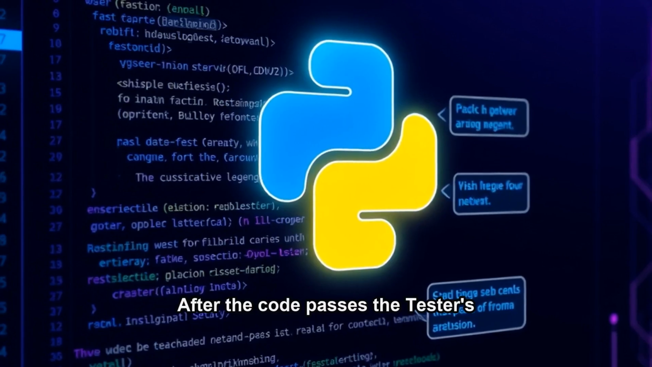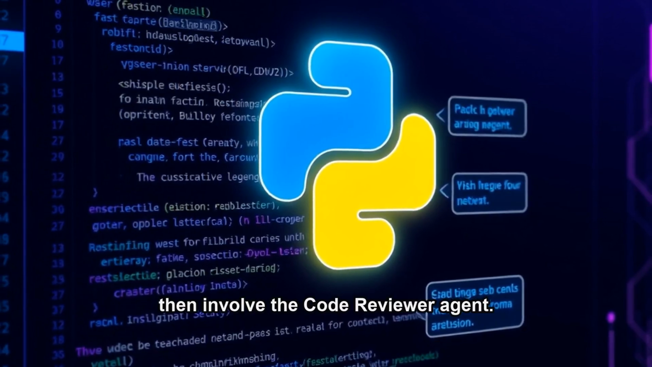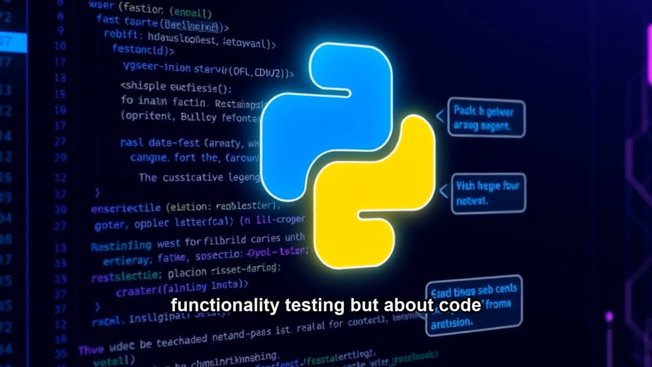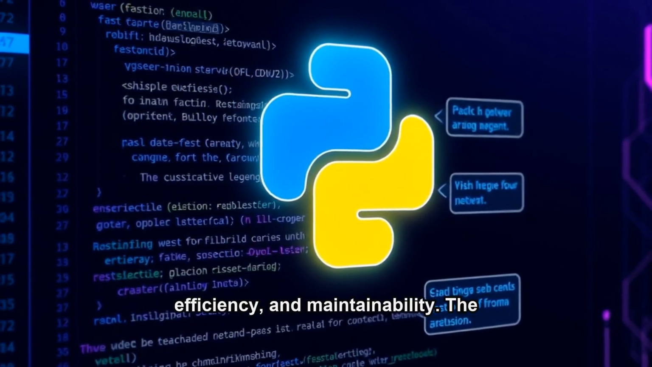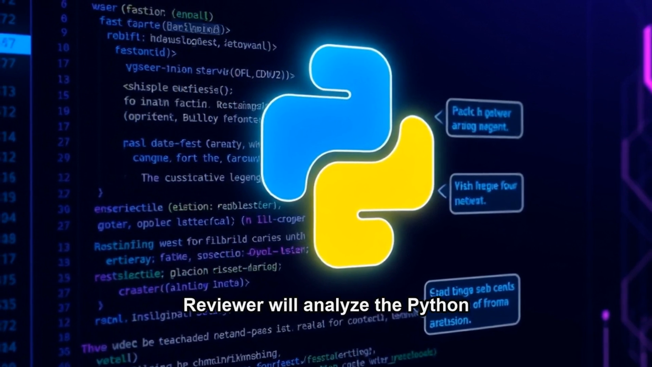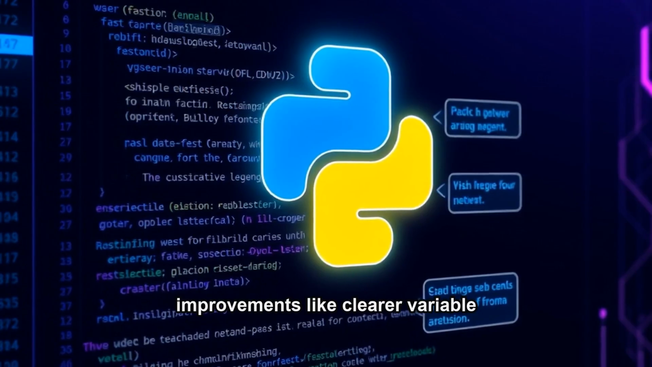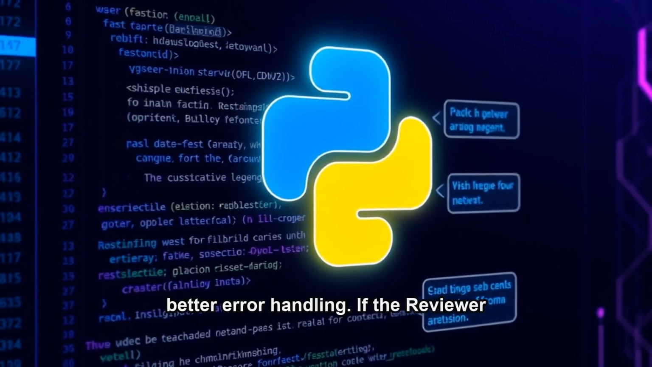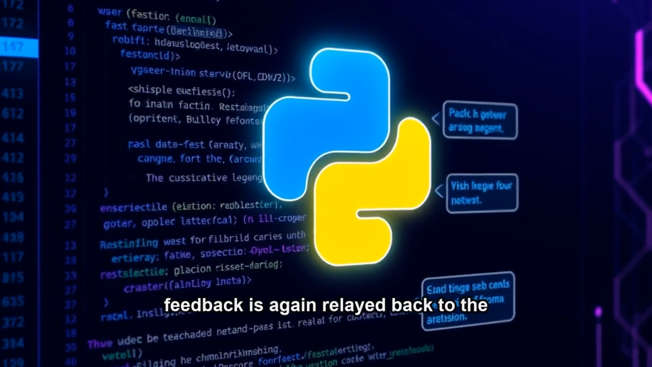After the code passes the tester's scrutiny, the group chat manager will then involve the code reviewer agent. The reviewer's role is not about functionality testing, but about code quality, adherence to style guides, efficiency, and maintainability. The reviewer will analyze the Python script for best practices, suggesting improvements like clearer variable names, more efficient algorithms, or better error handling. If the reviewer finds areas for improvement, this feedback is again relayed back to the coder.